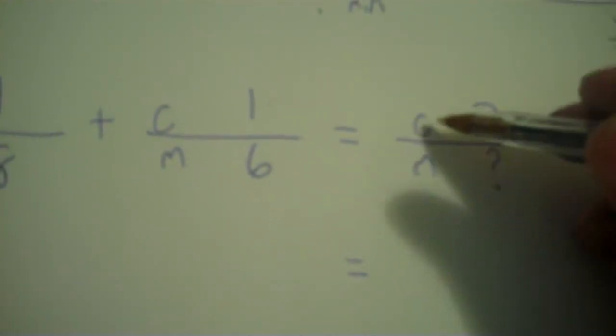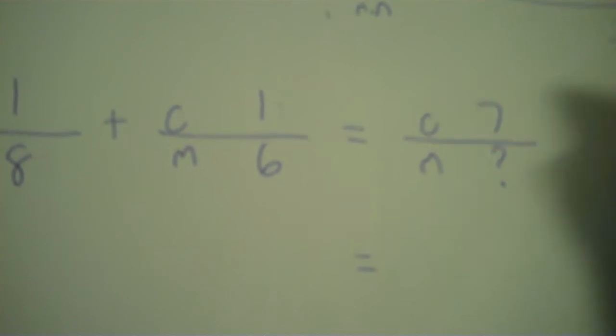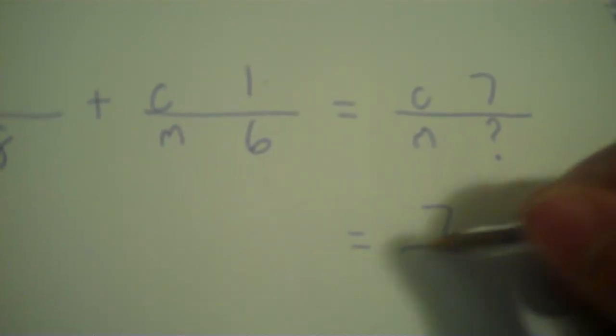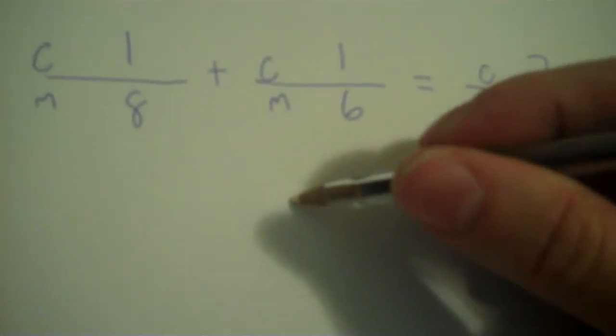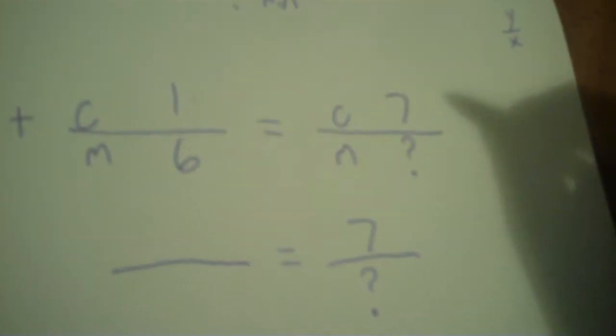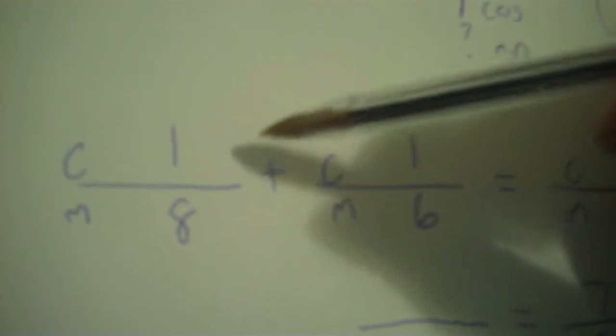So what do I do then? Well, I'm going to line up the equals. I'm going to get rid of the C and M. I don't need them anymore. 7 over question mark, or some letter. I don't care if you use a variable. Okay. How about over here? We need to simplify 1/8 plus 1/6.